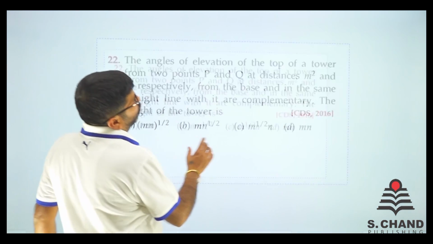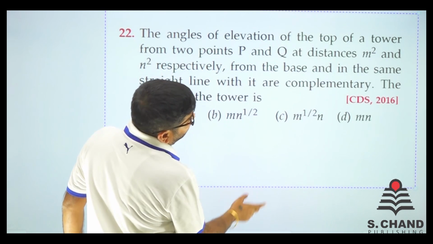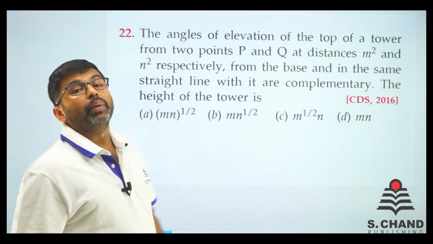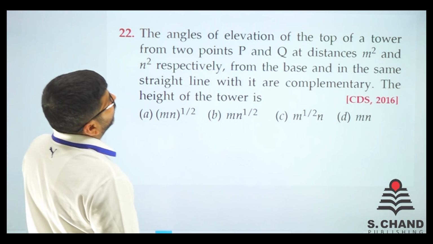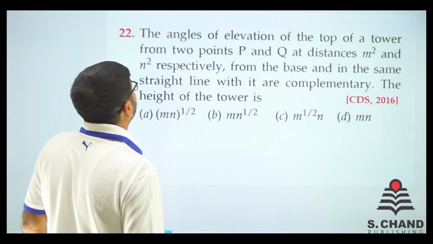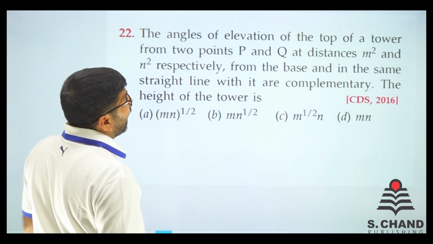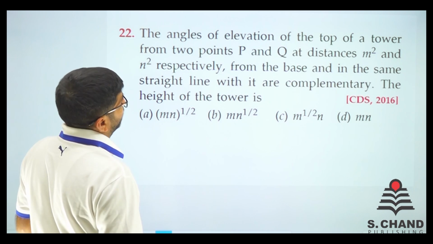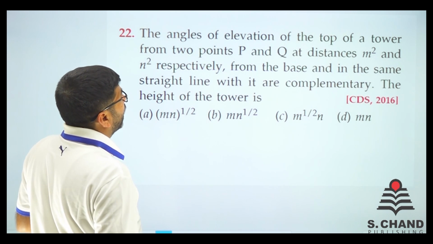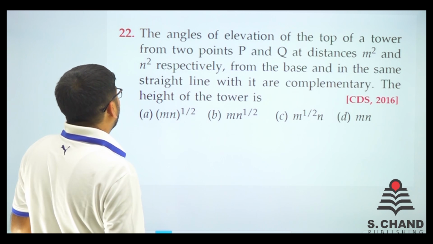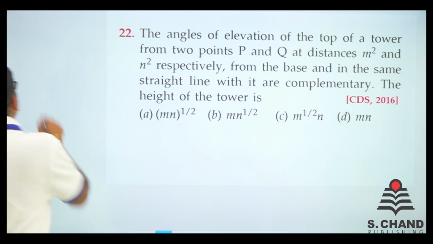So we have moved to question number 22. That is a 2016 previous year paper question. See, what does it say? The angle of elevation of the top of the tower from 2 points P and Q at distances m square and n square respectively from the base and in the same straight line with it are complementary. The height of the tower is? See, what is complementary?